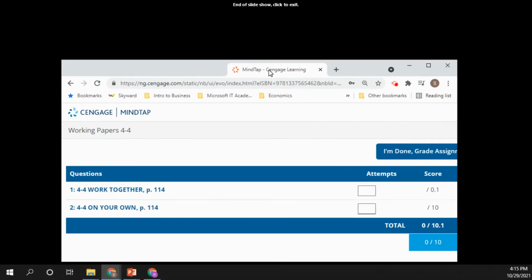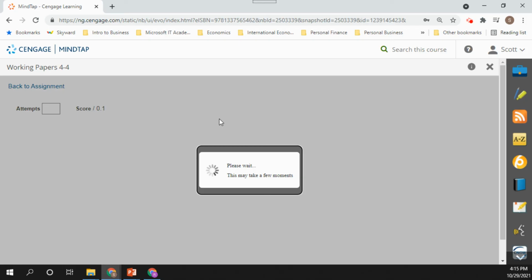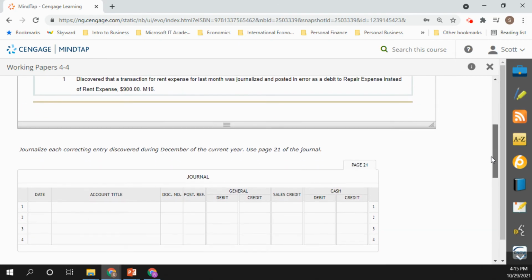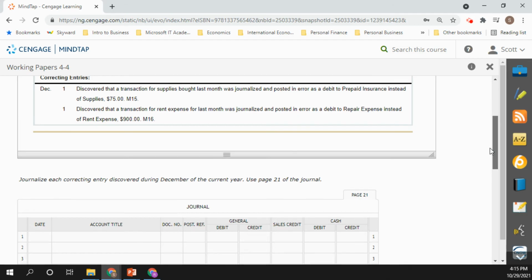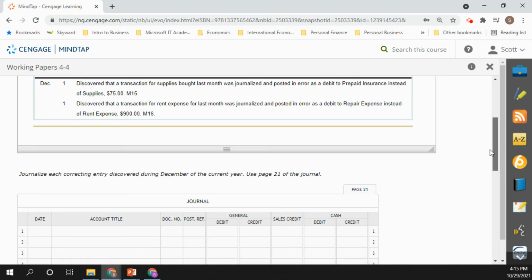All right, let's do a practice here. I'm on 4.4 here. Work together in MindTap. You might need to pause this to catch up with me. So work together, 4.4, practice here. We have 2 transactions here. Discover that a transaction for supplies bought last month was journalized and posted in error as a debit to prepaid insurance instead of supplies, $75, M15.